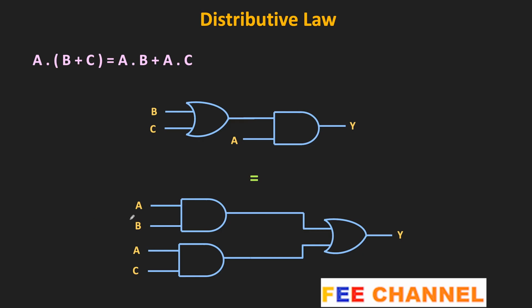And this can be proved using the truth table. Alright, so now let's move to the next law, which is the distributive law. As per this law, the AND operation of A with B plus C is the same as the OR operation of AB and AC.